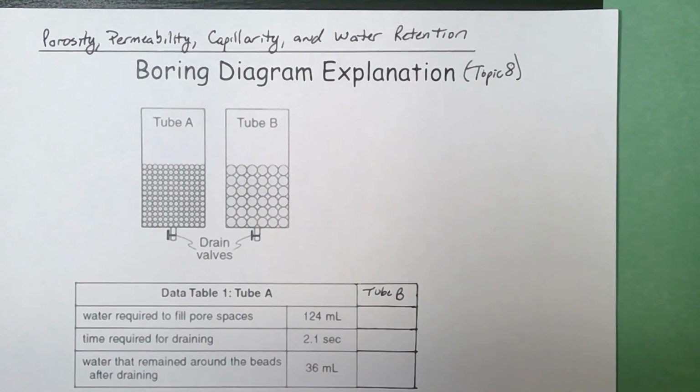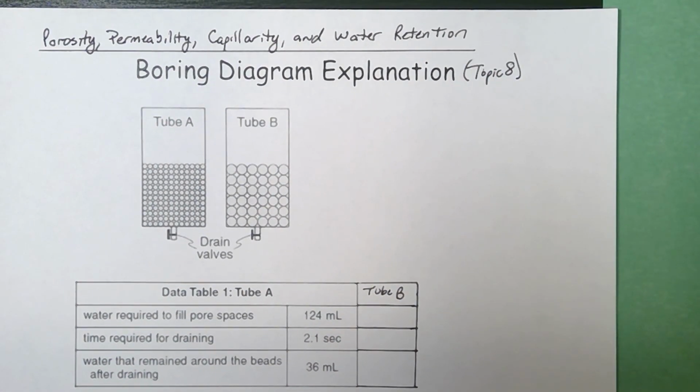Mr. Abbott, time for another boring diagram explanation. This one comes from topic 8. It's number 61 on the bottom, and this one essentially is porosity, permeability, capillarity, and water retention.